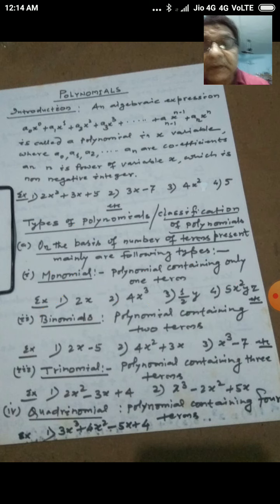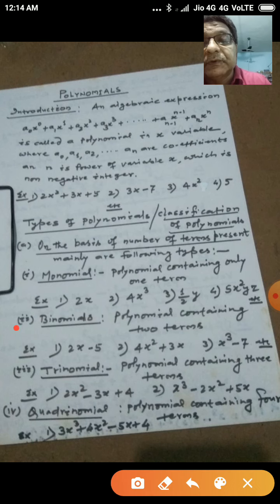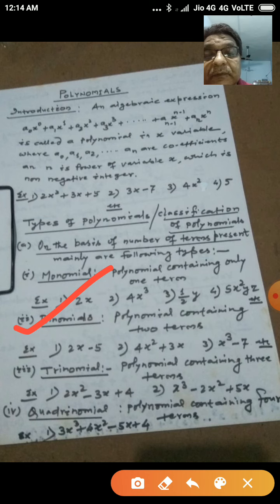Similarly, binomial, bi means two, nomial means terms. So a polynomial having two terms is called a binomial. An example is 2x minus 5, another example 4x square plus 3x. Similarly, the third example is x cube minus 7, and so on. Again, the trinomial, tri means three, nomial means term: a polynomial containing three terms.